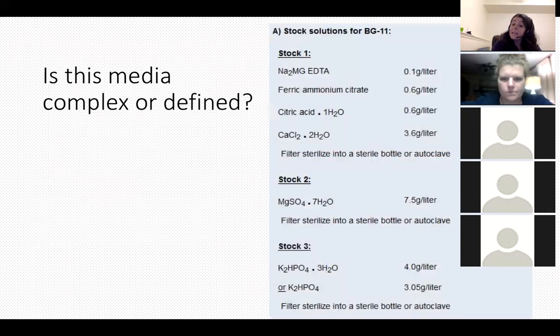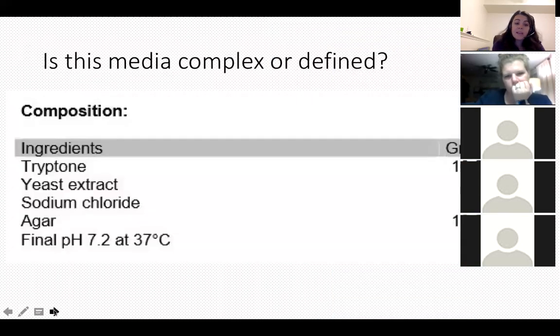So this media is chemically defined. This is actually a media that I made up in the lab when I was doing my master's degree, growing cyanobacteria. And we know each of the ingredients that we're adding. We know the chemical formulas for them. We know what they are. We know how much we're adding. So we know everything that's in there. Okay, is this media complex or chemically defined?